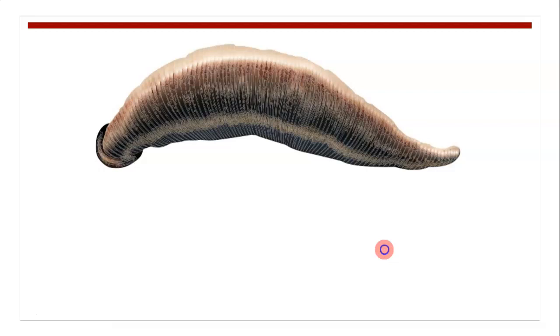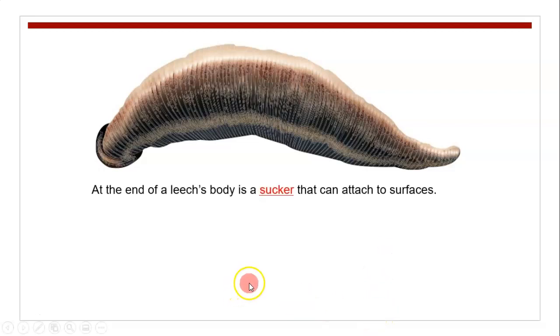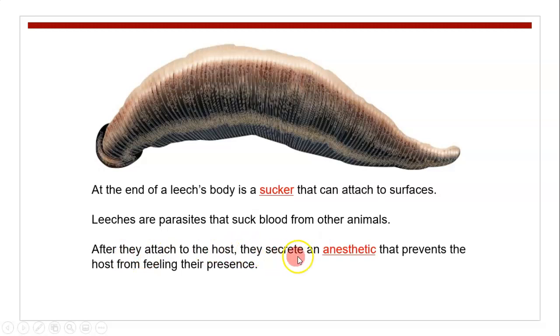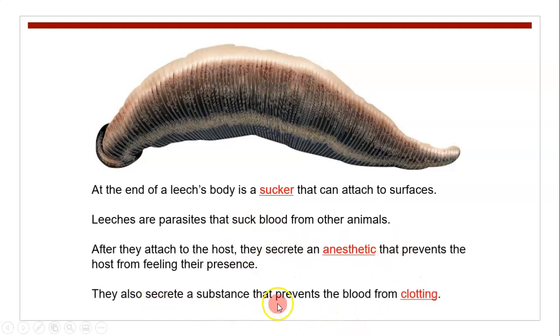Now, leeches are parasitic, and at the end of the leech's body is a sucker that can attach to surfaces. You can see it right here. So they suck the blood from other animals. And after they attach to the host, they secrete an anesthetic that prevents the host from feeling their presence. So they'll release that anesthetic so that they can bite and make a wound, and then they can just feed uninterrupted. In addition to this anesthetic, they also secrete a substance that prevents the blood from clotting, so that the blood keeps flowing instead of forming a scab.